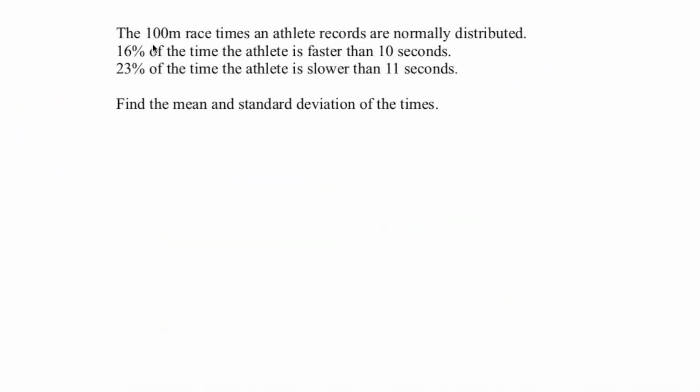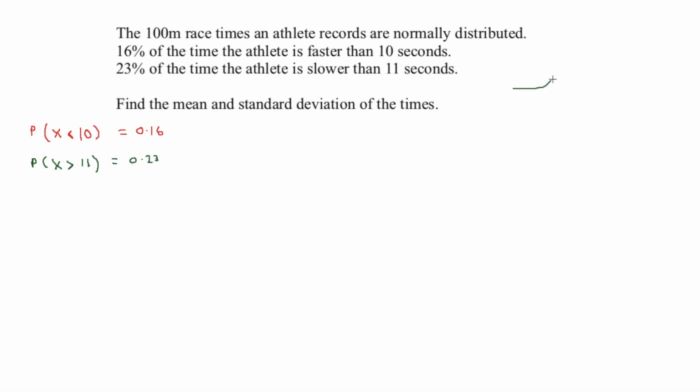So the next question is also using this idea of the inverse normal. This one says that the 100-meter race times an athlete records are normally distributed. So 16% of the time, the athlete is faster than 10 seconds. Writing that, the probability of x being less than 10, he does it in under 10 seconds, is equal to 0.16. We can also say that 23% of the time that athlete is slower than 11 seconds. So the probability that x is more than 11 is equal to 0.23.